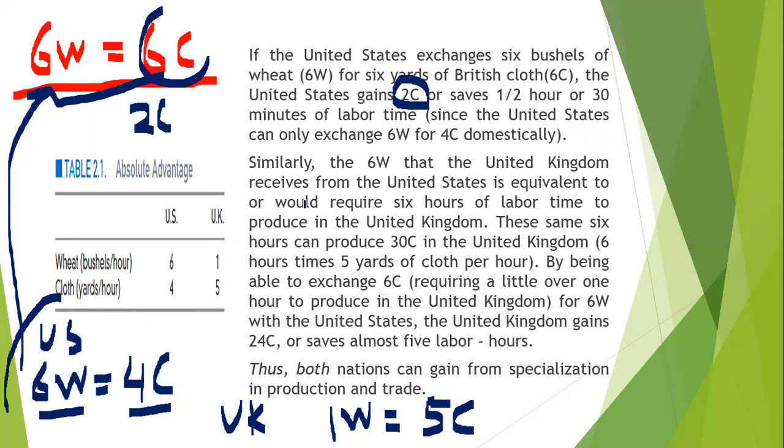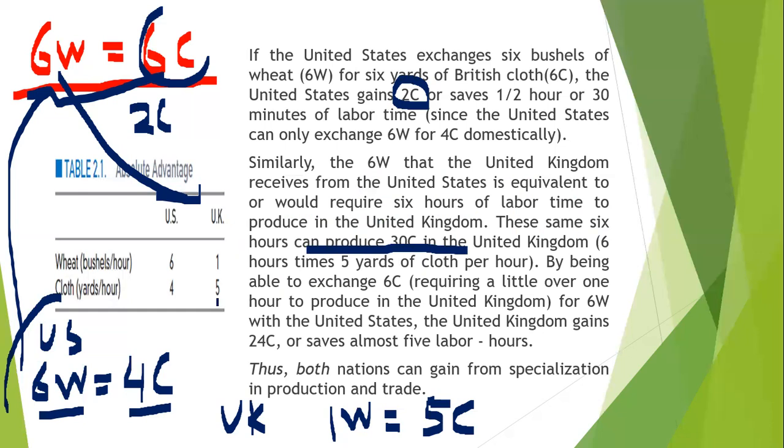Similarly, suppose that the United Kingdom gets this 6 wheat. 6 wheat means 6 units of labor, because for the production of 1 unit of wheat, UK needs 1 labor. And if UK gets 6 units of wheat, it is equal to 6 units of labor in UK. Similarly, the 6 wheat that the United Kingdom receives from the United States would require 6 hours of labor time to produce wheat in the United Kingdom. These same 6 hours can produce 30 cloth in the United Kingdom.